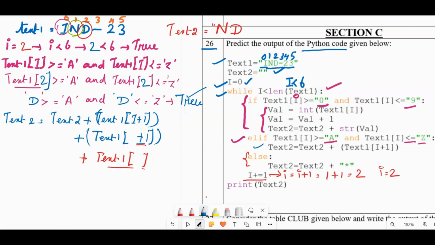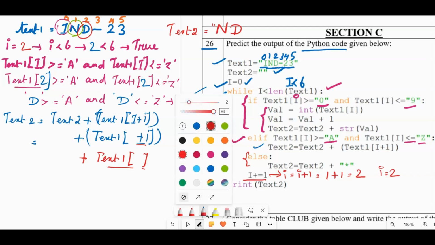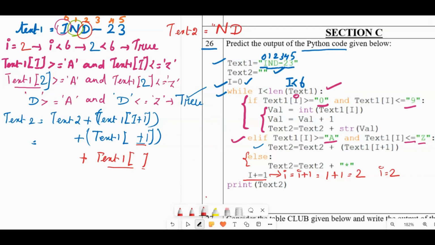Okay, now we are going to update it with the text 2 here. So what is the value of text 2 now? The value of text 2 is capital N and capital D, and the value of I here is 2 plus 1, which is 3. Updating ND all over the steps and adding these two strings, ND plus text 1 of 3.